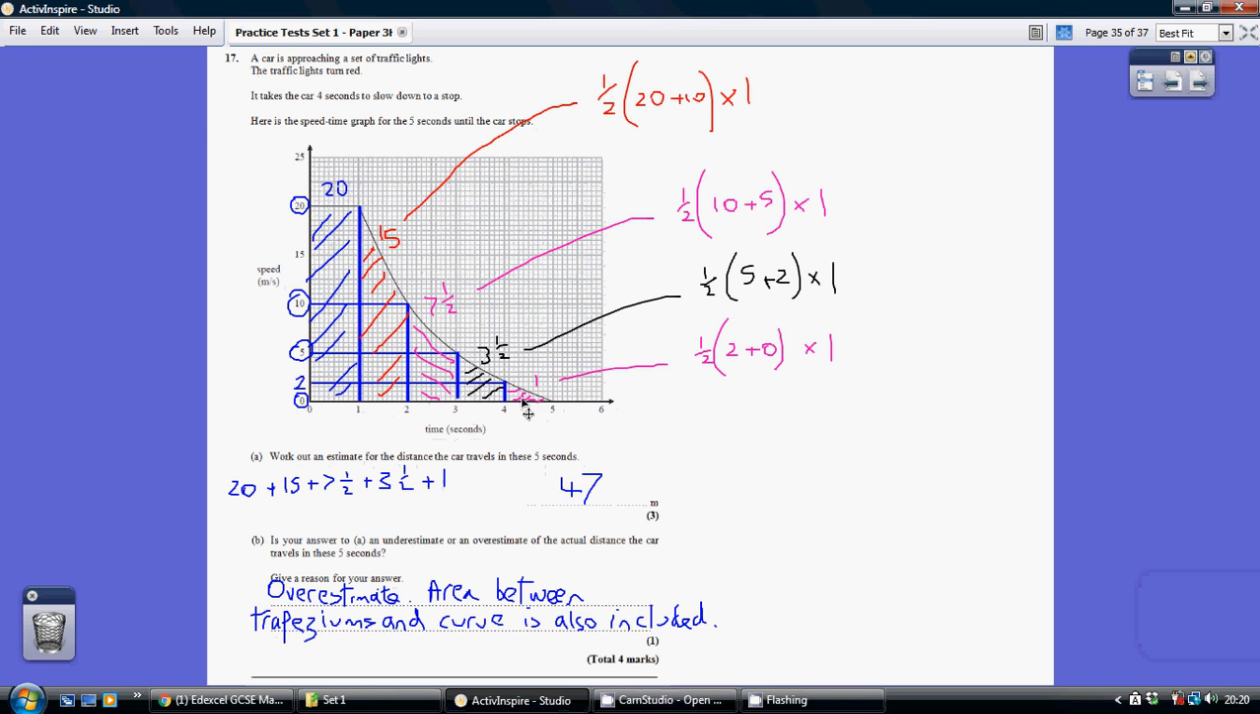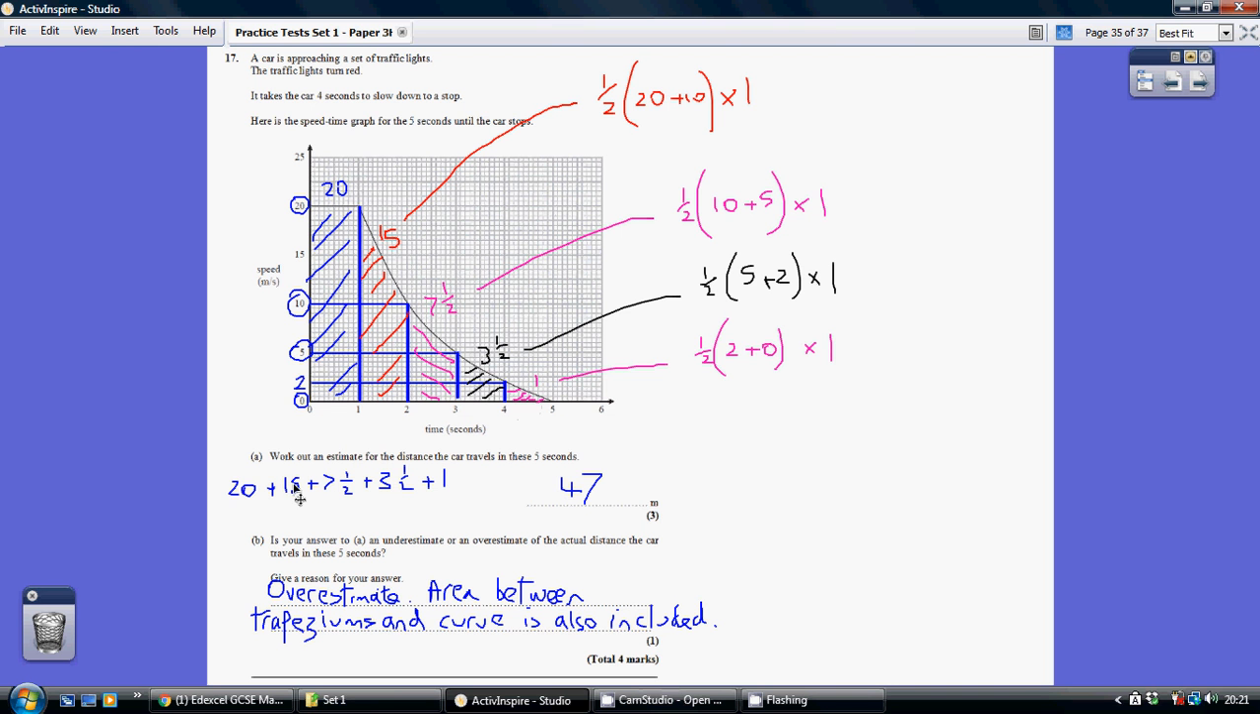So what we're going to do is work out the area of this rectangle, trapezium, trapezium, trapezium, and triangle, and add those together as an estimate for the area under the graph. The rectangle is easy, that's just base times height. So that's a base of 1 times a height of 20, so that's 20 there. At the end we've got a triangle, so that's half times base times height: half times 1 times 2, which is 1. So the area of that triangle is 1.